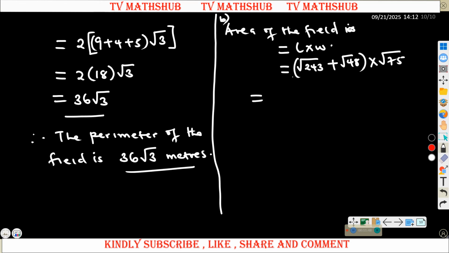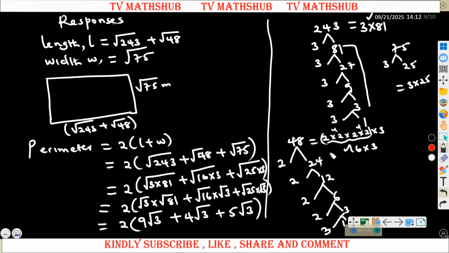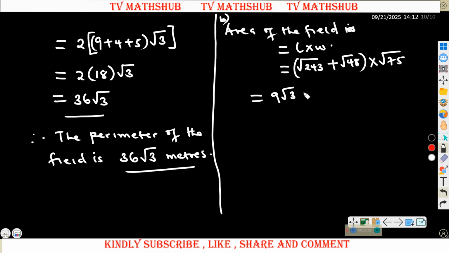Now, since we have already got the square root of this as 9 square root of 3, we can put it there. So we have this as 9 square root of 3. This is 4 square root of 3. This one is 5 square root of 3. So we can put it there since we already have that. This one here is 4 square root of 3. We are multiplying this by 5 square root of 3.